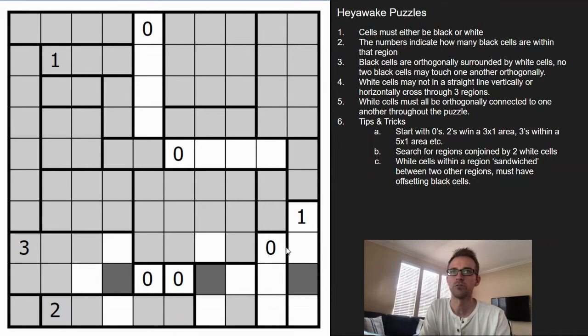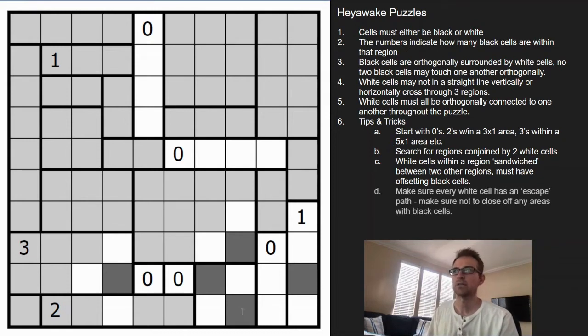Here are two more regions. Can't have this third one join the party. And here we go. Here's another one. So we have two regions conjoined by white cells. Can't have this third one join the party, so we're going to make that one black. And that brings me to my next tip, which is making sure every white cell has an escape path, that you don't close off any areas. So if we look at this white cell, for instance, we can't trap it, right?